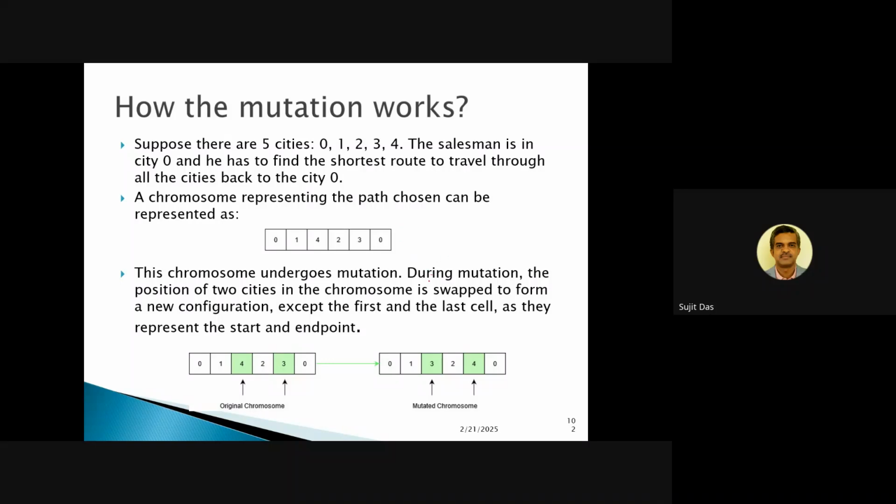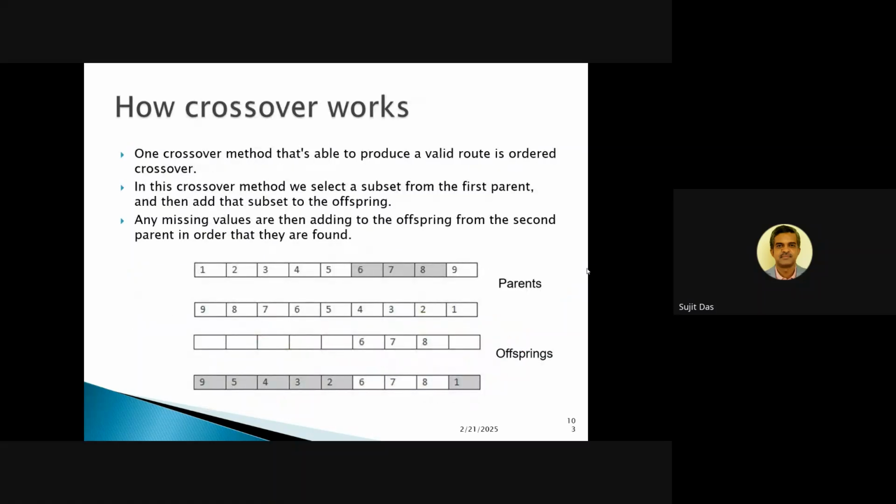So what may be done? During mutation, the positions of 2 cities in the chromosome are swapped to form a new configuration. Obviously, the first and last cells should not be touched. So here, 4 and 3 are randomly selected and swapped. Fine, this is your mutation: changing the gene values randomly, but within limits. You select these cities, and then 3 comes here and 4 goes there. That's fine. Now, how can crossover be implemented on the traveling salesman problem?